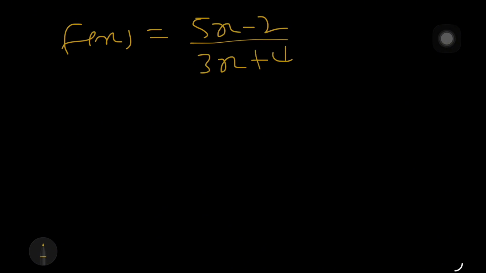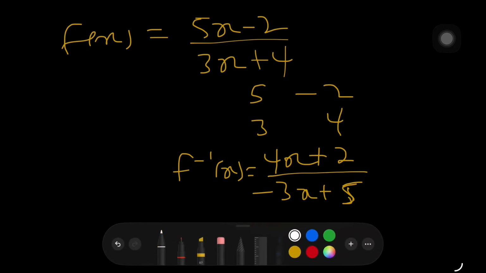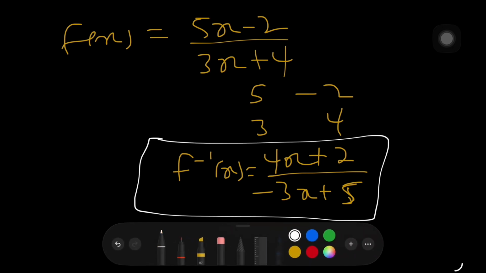Let's look at more examples with this trick. For example, f of x equals 5x minus 2 over 3x plus 4. That becomes 5, negative 2, 3, 4. We switch them, 4, 5. Then we negate these ones, so 2, negative 3. So that becomes 4x plus 2 over minus 3x plus 5 as f inverse of x. Simple. You can skip all the solving and just look at it here. Try these on your own.